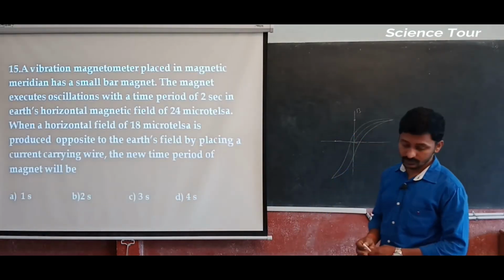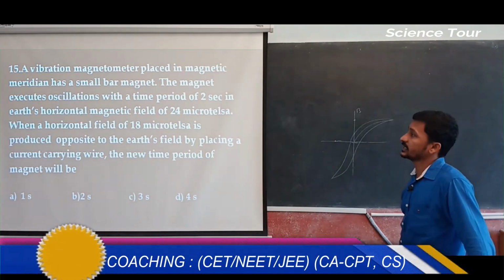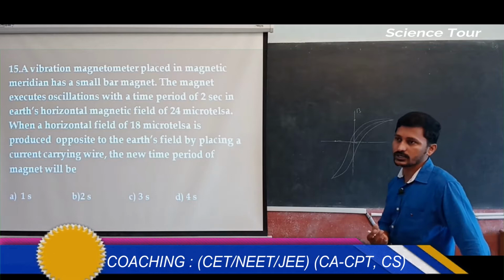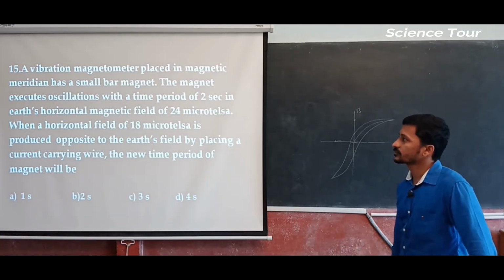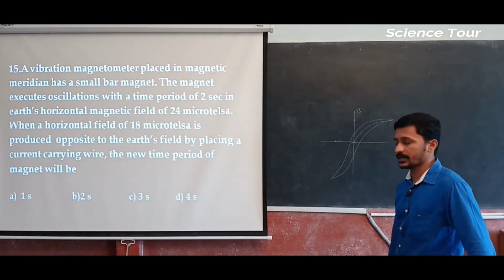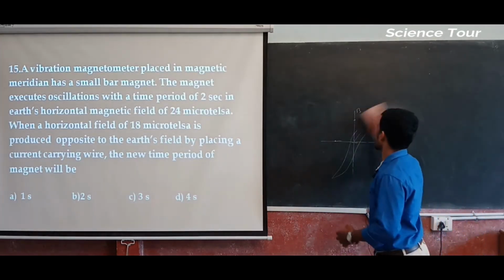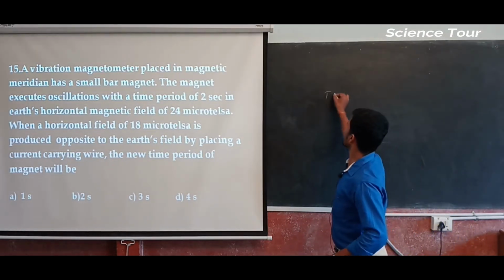So, next we are going to talk about the 15th question. A vibration magnetometer placed in the magnetic meridian has a small bar magnet. Okay. So, a magnetometer is nothing but something having a magnetic needle, which is a small bar magnet, nothing but a needle itself. So, the magnet executes oscillation with the time period T equal to 2 seconds. The time period T is equal to 2 seconds, it is given.